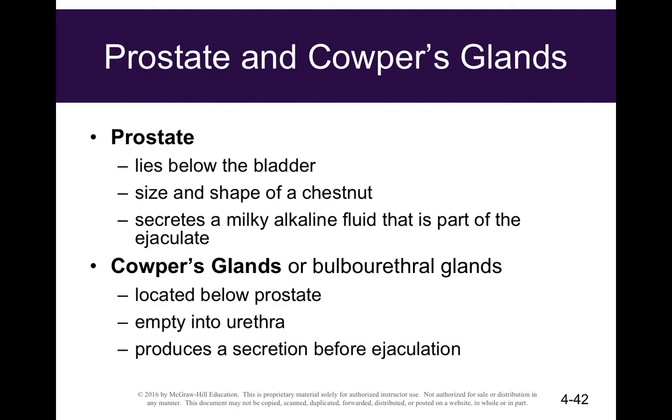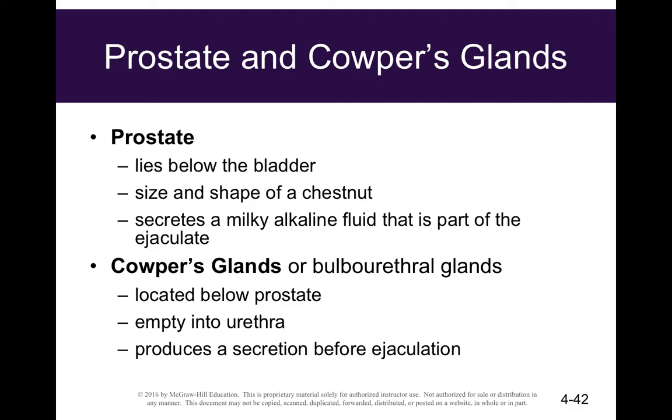The prostate gland lies below the bladder. It's about the size and shape of a chestnut, and it secretes a milky alkaline fluid that's part of the ejaculate. That alkaline fluid helps to protect the sperm as it travels into the urethra, because we know that urine from the bladder is acidic, and so the milky alkaline fluid from the prostate helps to protect the sperm.